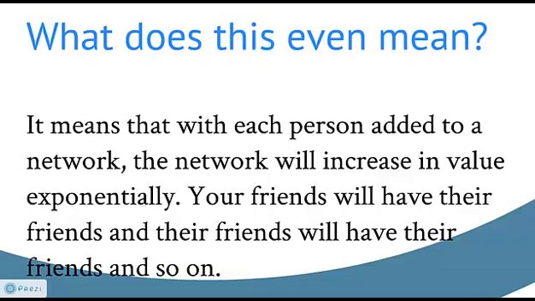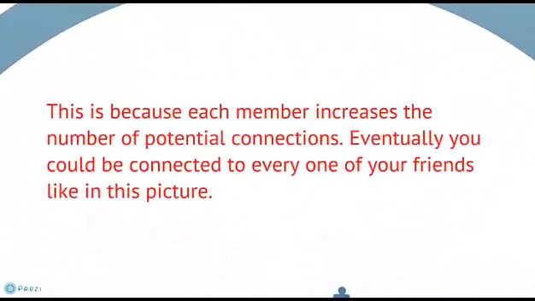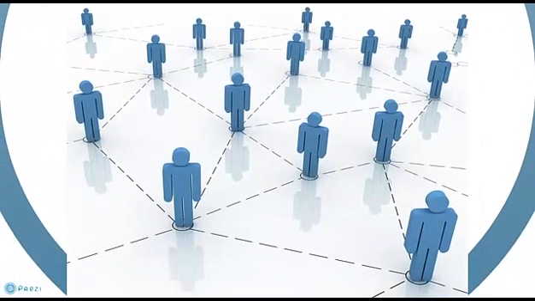What does that mean, you say? Well, it means that each person added to a network will increase the value exponentially. Your friends will have their friends, and their friends will have theirs, and so on and so on. In case you were wondering why, this is because each member increases the number of potential connections. This is known as a group-forming network. Eventually, you could be connected to everyone through your friends or connections as shown in this picture. As you can see here, each person in a network has the possibility of being connected to each other.